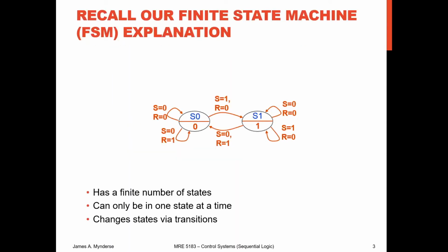So remember this diagram. This was what we used for our SR latch when we were talking about our finite state machine version of that. So recall that a finite state machine has a finite number of states. The device, system, whatever, is going to be in one state at a time, and it moves from one state to another state via the transitions. The transitions are shown as arrows. The states, in this case, are shown as ovals. Sometimes we use squares. But the machine has to stay in a state until it receives the input that causes it to transition to the next state.